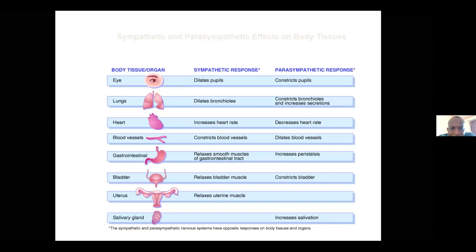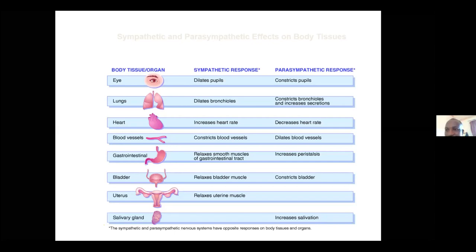In the lungs, we didn't talk about the lungs, but they dilate bronchioles, okay, because you want more oxygen in so that you can run away from whatever is threatening you at that moment when you're in the fight or flight response, or the sympathetic response, okay? Of course, the parasympathetic does the opposite. It constricts bronchioles and increases secretions.